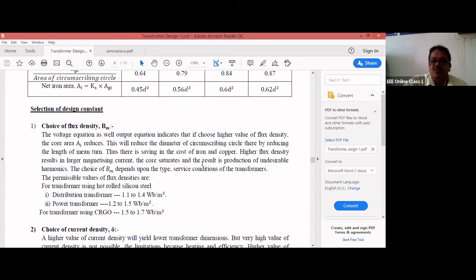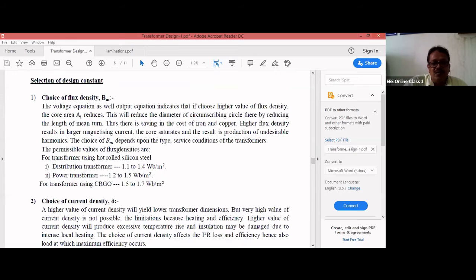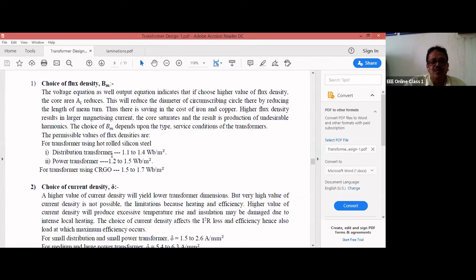You can't go for a higher value of flux density where the core saturates. So we have to operate the transformer within a certain amount of flux, a certain amount of frequency. You select a value such that the area of the core, the iron part, and the conductor part also get reduced, and the core should never go to saturation. Keeping these two points in mind, we can select the permissible value of flux density. What are the permissible values of flux density here? You can say for distribution transformer, I can go for 1.4 to 1.4 Wb per meter square.